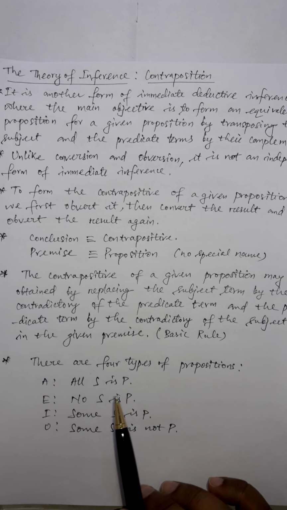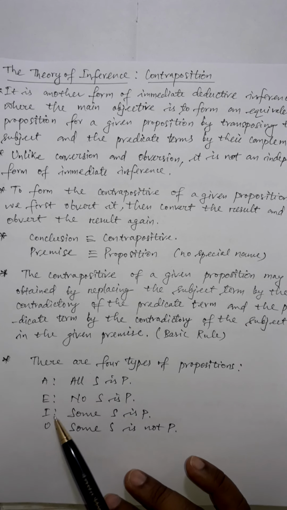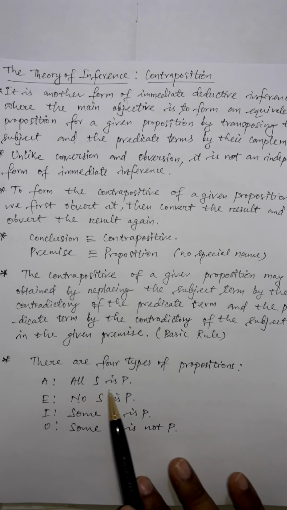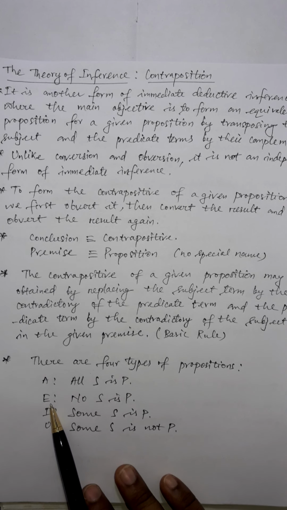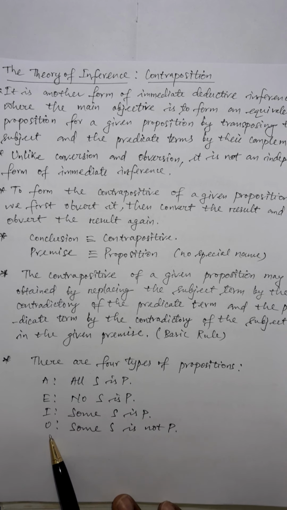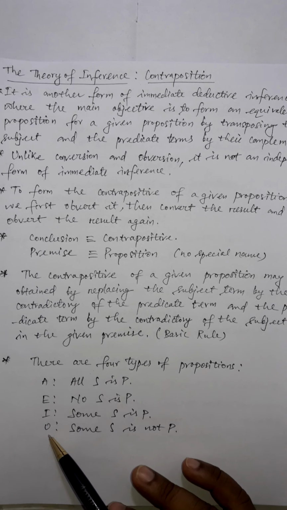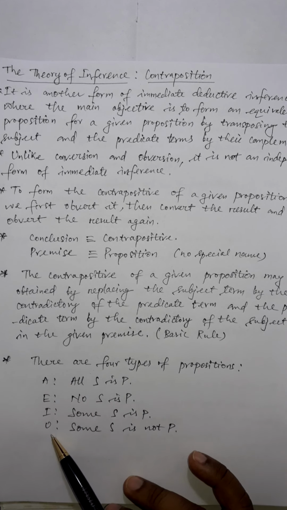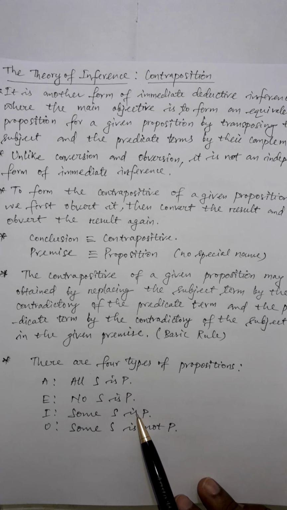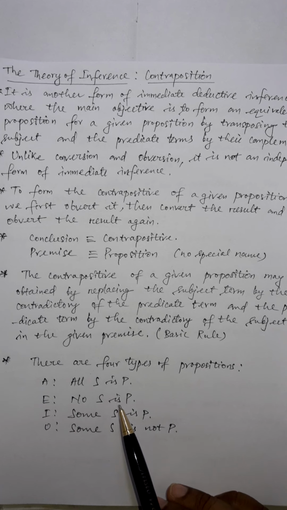Now friends, you know there are four types of propositions in logic, of AEIO type. The A type proposition has the structure all S is P. Here S is the subject and P is the predicate term. The E statement is no S is P, I is some S is P, and the O type says some S is not P. These are the basic structures of AEIO propositions. And you know A and I type propositions are affirmative propositions, while E and O type propositions are negative propositions.